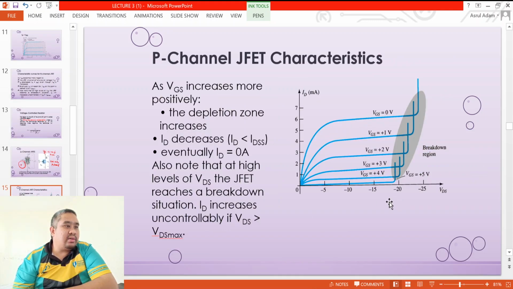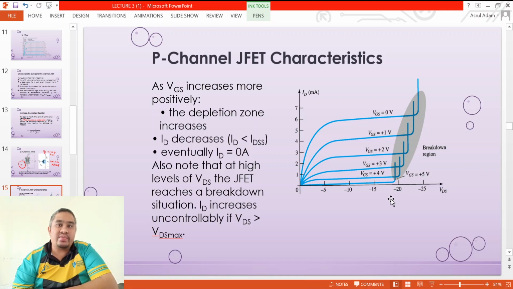The P channel is just the opposite of the N channel. As you can see in the slide, we have an ID and VDS curve. For the N channel, our VGS becomes negative: 0 volt, negative 1 volt, negative 2 volt, negative 3 volt, and negative 4 volts.